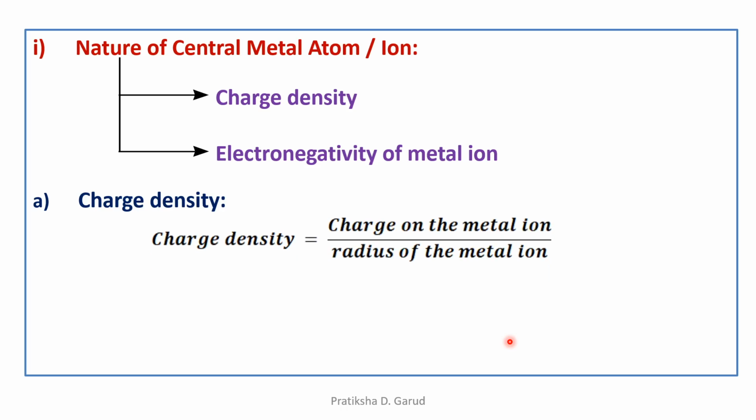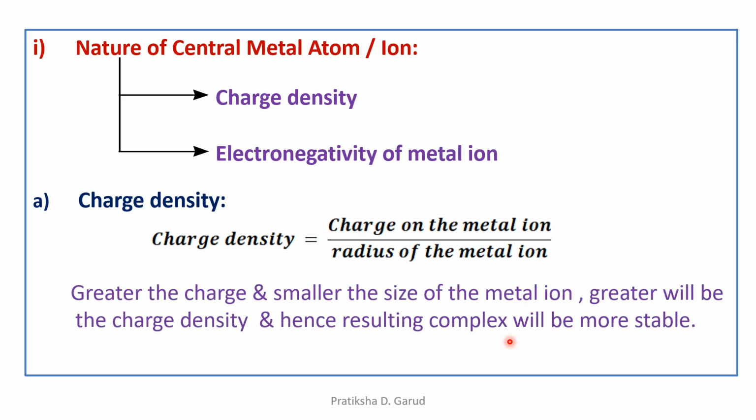What is the charge density? Charge density is equal to the charge on the metal ion divided by the radius of the metal ion. That means this charge density is inversely proportional to the radius of the metal ion, right? So the greater the charge and the smaller the size of the metal ion, the greater will be the charge density, and hence the resulting complex will be more stable.